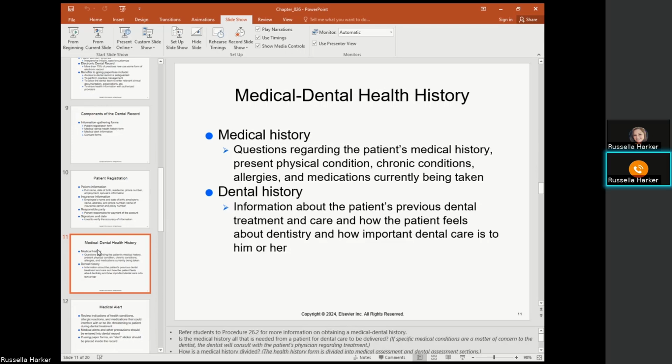With the dental history, it's about their previous dental treatment and care, and seeing how they feel about dentistry. If they say something like, I hate going to the dentist, then you know that this patient might need some extra TLC. How important is dental care to him or her? Do they write things on their medical and dental health history, like it's okay if I just have all my teeth extracted? Then you kind of know where their mindset is at and how much you may need to talk to them about dental care and how important it is to maintain their teeth.